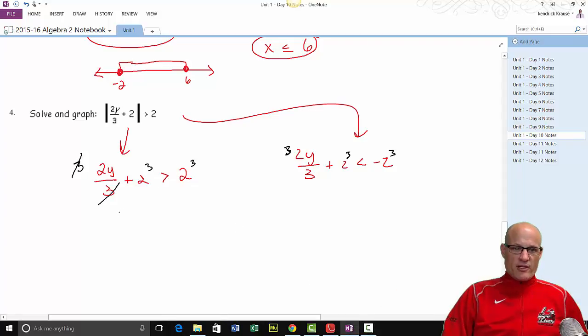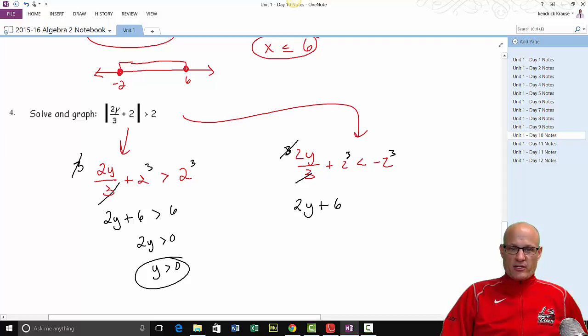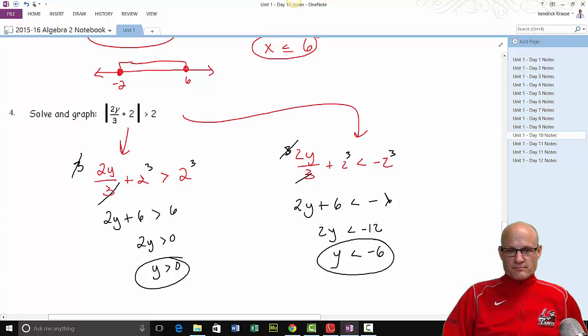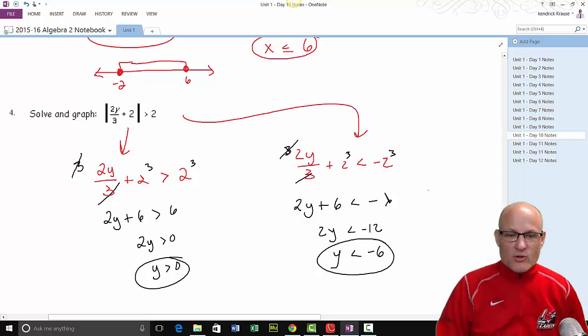These cancel. And then I get 2y plus 6 greater than 6. Move 6 to the other side. I get 2y greater than zippo. Divide by 2. I get y is greater than 0. So that's part of my solution. And over here, these cancel. So I get 2y plus 6 is less than negative 6. So I get 2y is less than negative 12, or y is less than negative 6. So greater than 0 and less than negative 6.